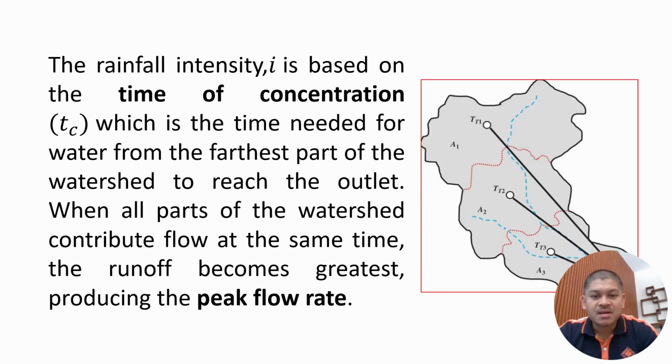So when we talk about time of concentration, it is the time needed for rainwater from the farthest part of the area to reach the outlet or drainage point. So imagine children running from different parts of the playground toward the gate. So the last child to arrive represents the farthest water flow. So when all the water arrives together, the runoff becomes the greatest.